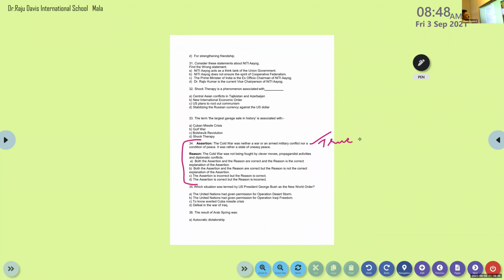Confusion, right? Sir, but diplomatic discussions were there, right? Yeah, diplomatic discussions were there. Okay, then what about the conflicts? So it is related with the propaganda, false news, false informations. Yes or no? Yes, it is. Okay. It was not being fought by clever moves. The countries used the clever moves or not? What about the Cuban Missile Crisis?